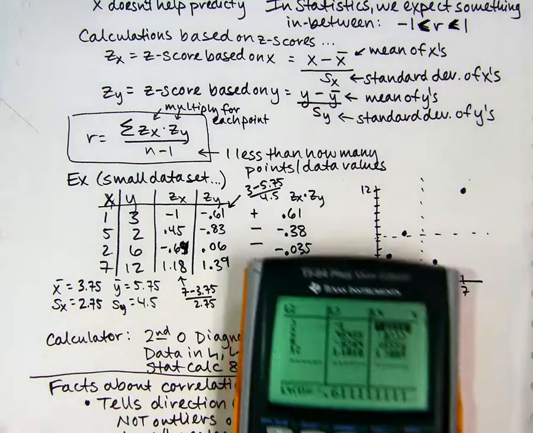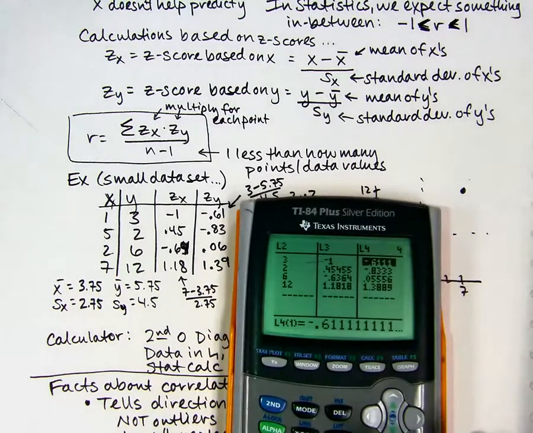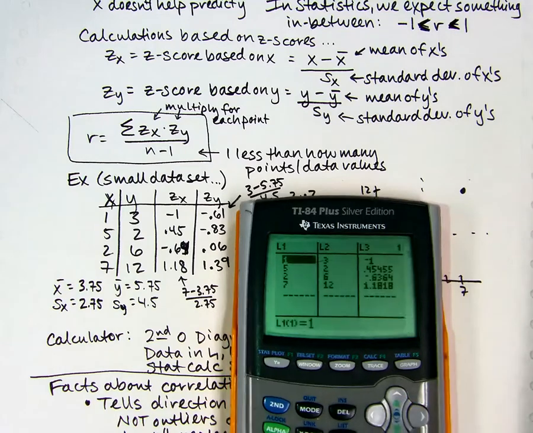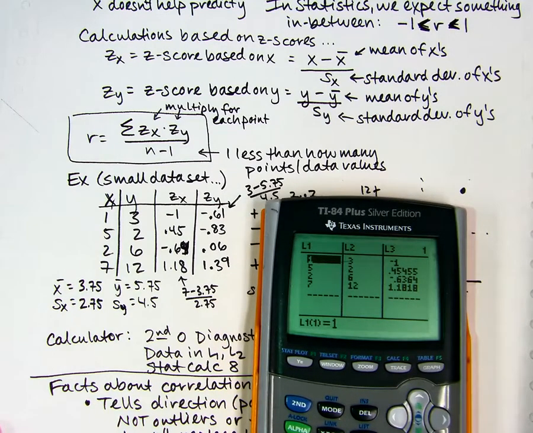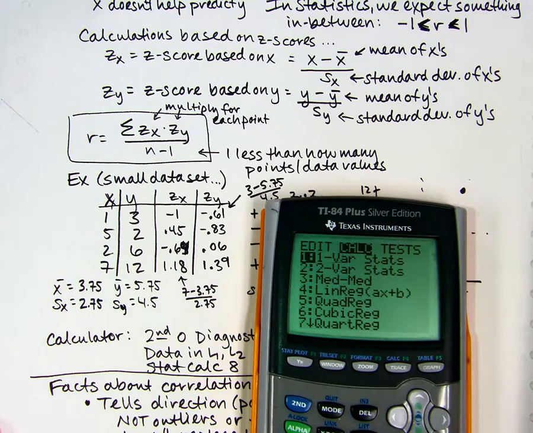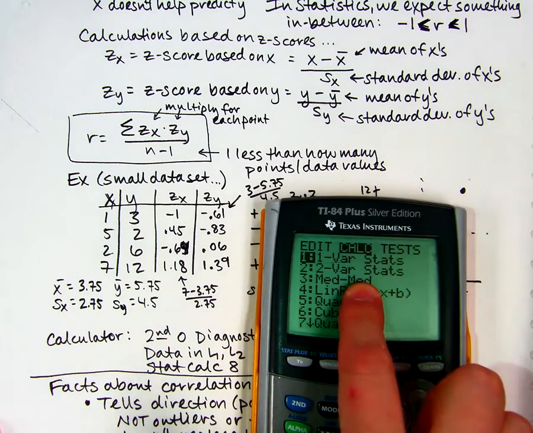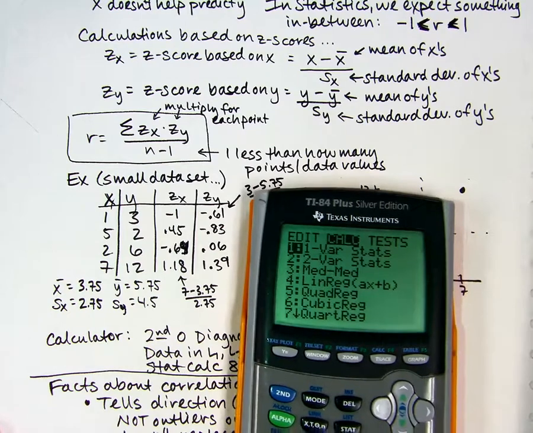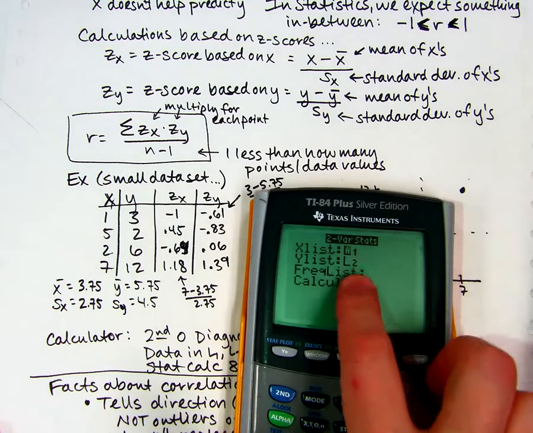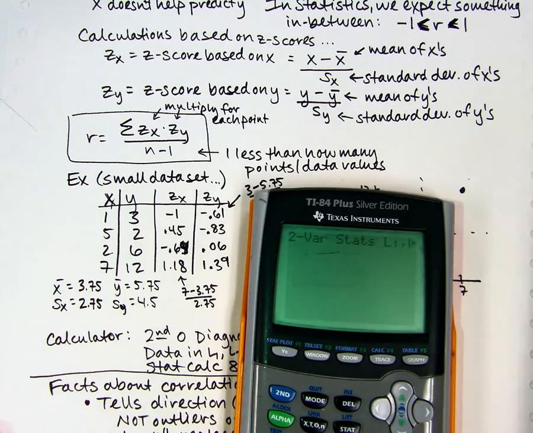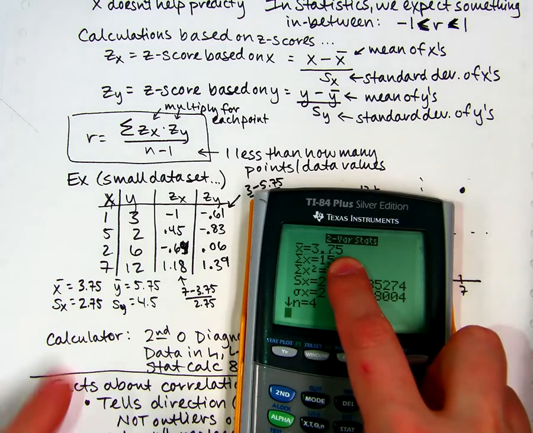So I have list 1 is X and list 2 is Y right now. And to find the mean of X, you could do stat calc 1 variable stats, or actually you could do both at once with 2 variable stats, which is kind of a handy thing to know. 2 variable stats, list 1 and list 2, and it will find the mean of X, which is 3.75.